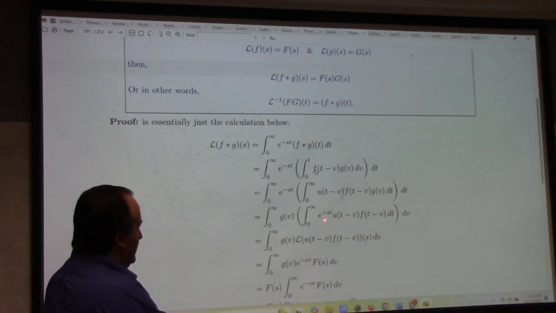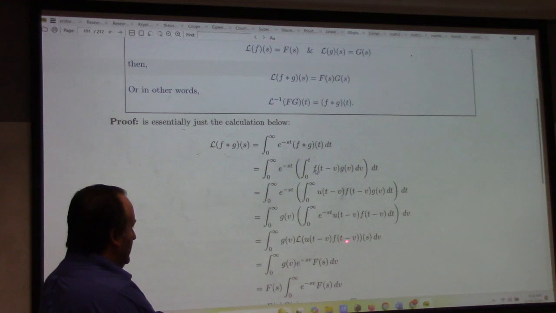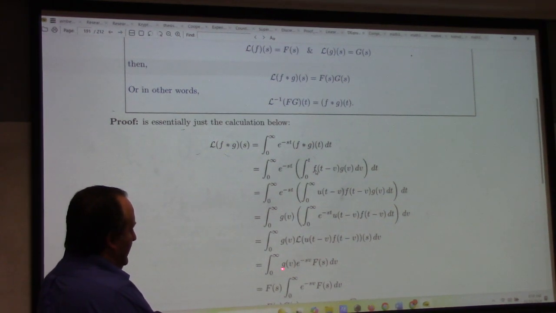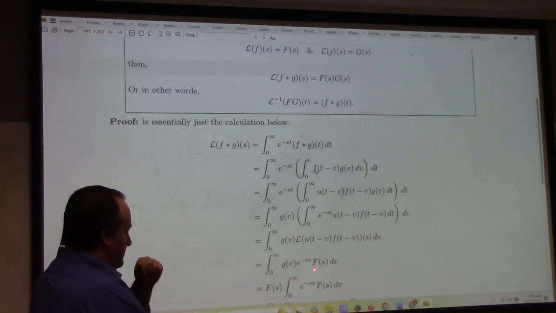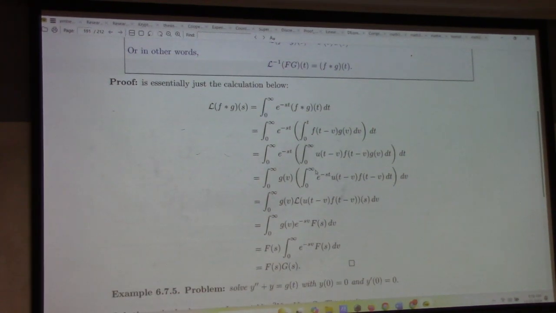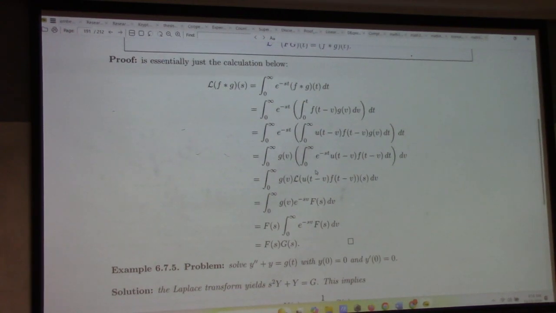But then you've got, this is the Laplace transform of the unit step function times f of t minus v. And so that, of course, is F of s times e to the minus sv, right? Yeah, that's that theorem we did last time. And then that's the Laplace transform of g, after I pull the F of s out. So there it is, which is what we want. The Laplace transform of the convolution is the product of the Laplace transforms.